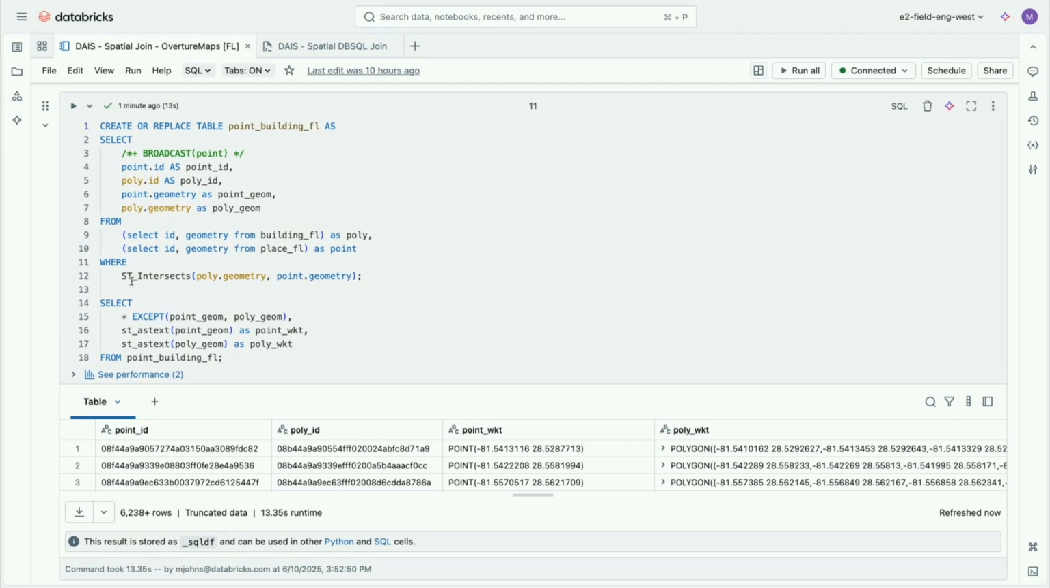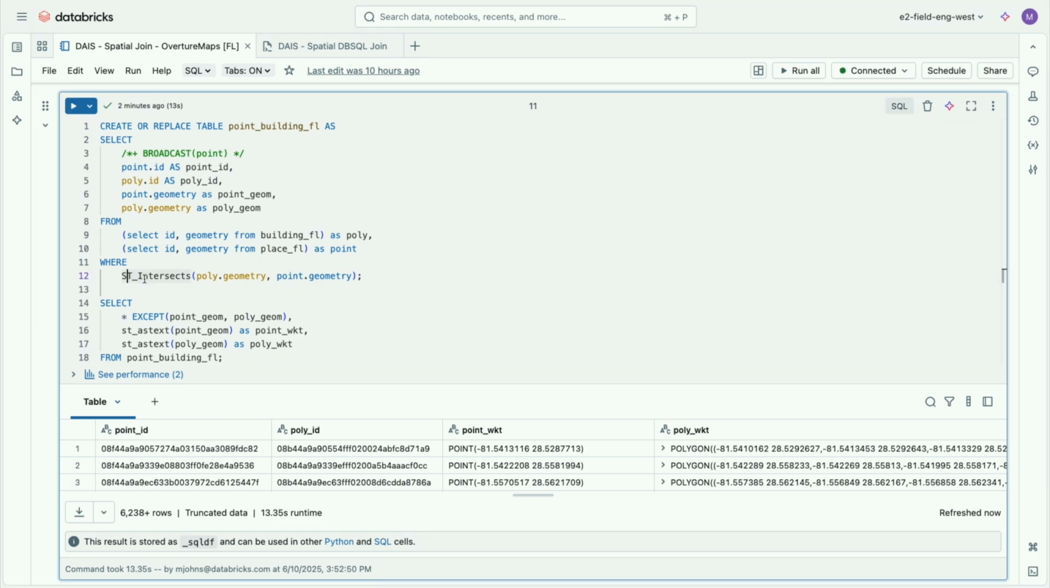When you look at ST intersects, the predicate we're going to call, we're basically just saying the polygon geometry and the point geometry are the parameters to the join condition. And we're adding this broadcast hint at the top to say, I want to push up to 2 gigs if the data will fit, and go ahead and do that as a broadcast join, which is the most efficient way to do this.